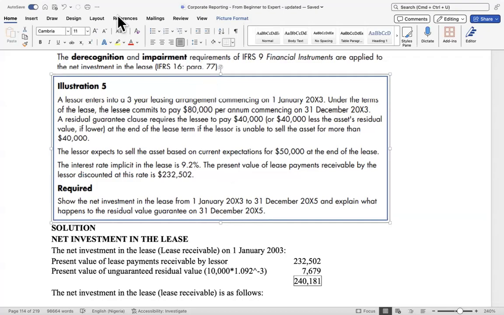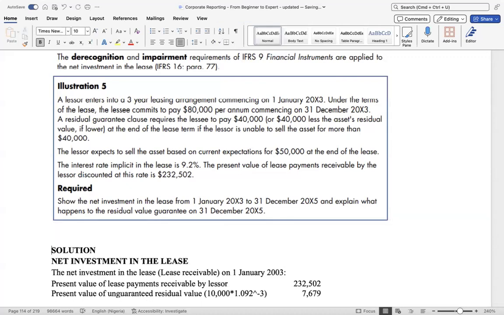What if they don't give you? I'm not wasting time, we have a lot to do, I just want to be on the safe side. What if they don't give us? How would we have computed this 232,502? Let me just put a space below. Let's do it together.